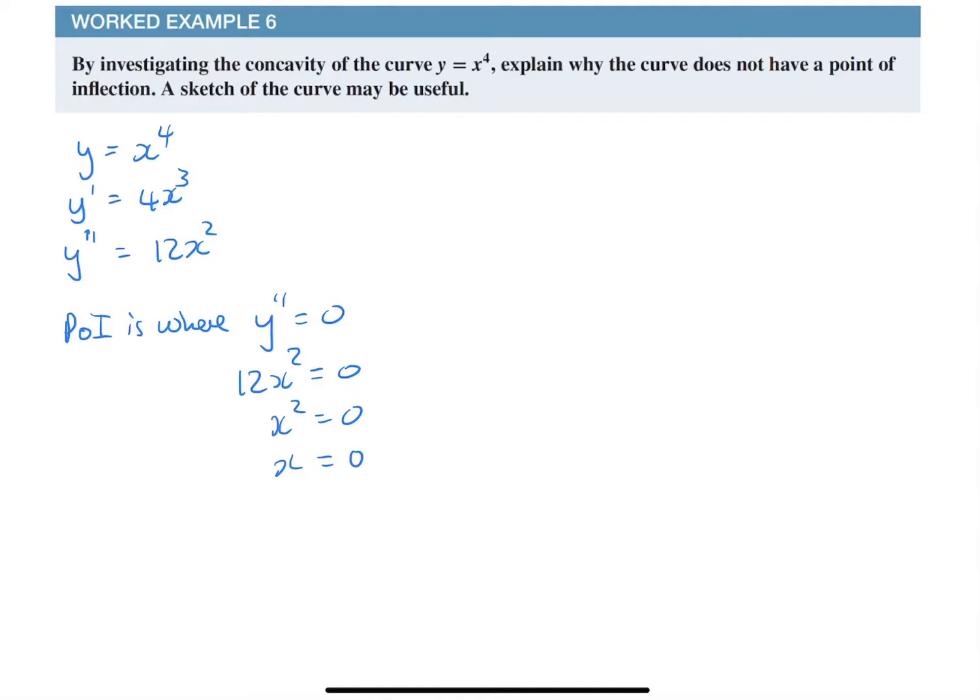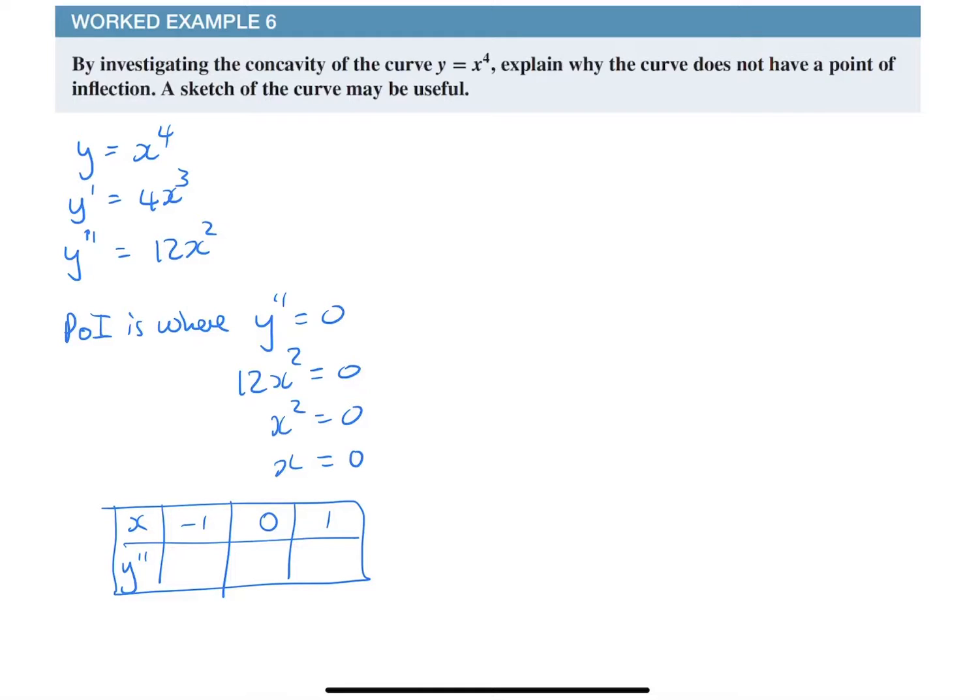Okay, so the point of inflection is where x equals 0. Now I'm going to do my gradient table of the second derivative. I'm going to have x, and I'm going to have the second derivative of y. I have three values: 0, less than 0, and more than 0. So let's go with -1 and +1.